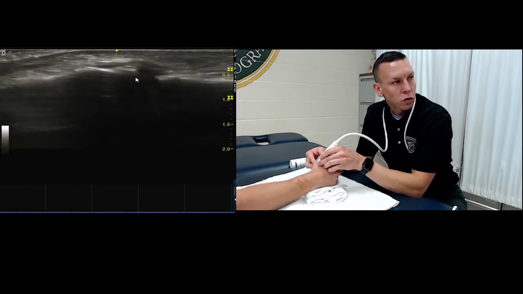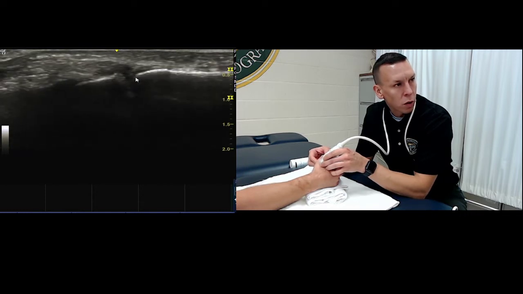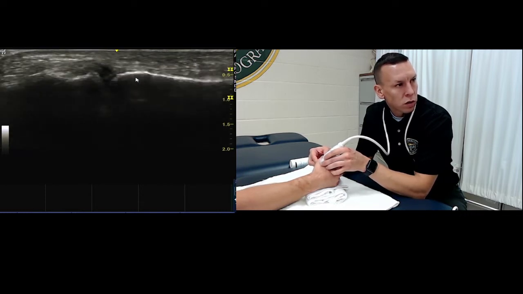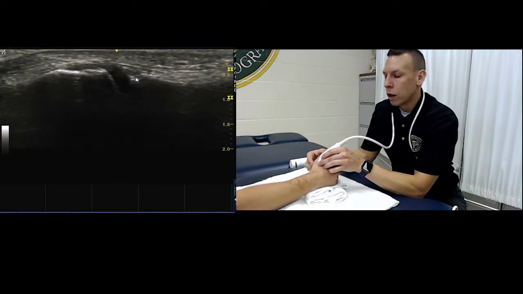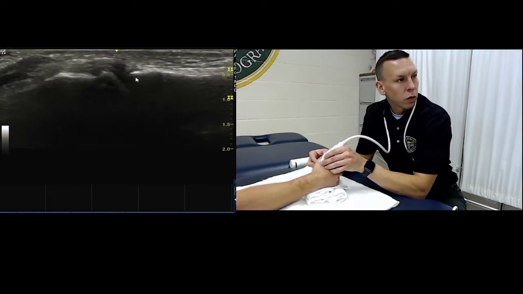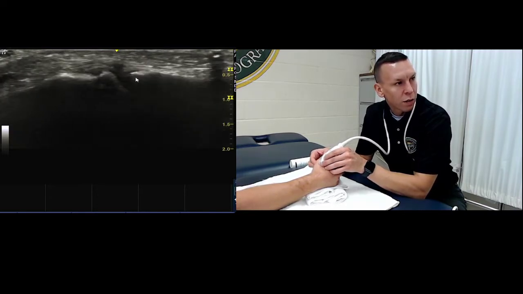You can also stress this structure. Now, when you stress it, I would tell you most people have quite a bit of motion. So this is just me stressing, taking my finger and moving into a little bit of a stress on that structure. And it should have an end point where it stops.